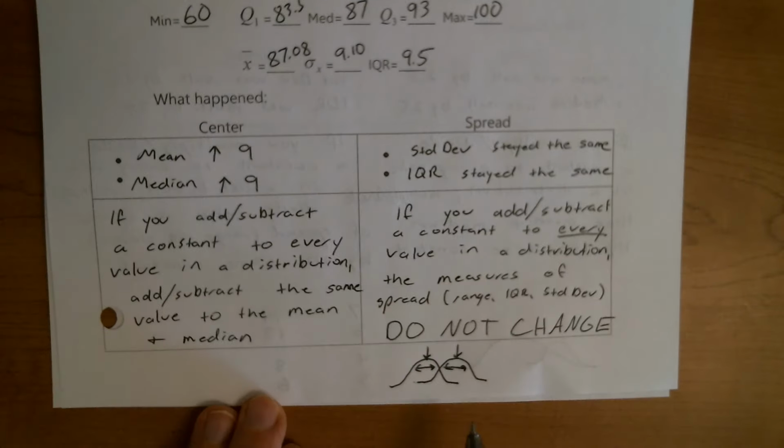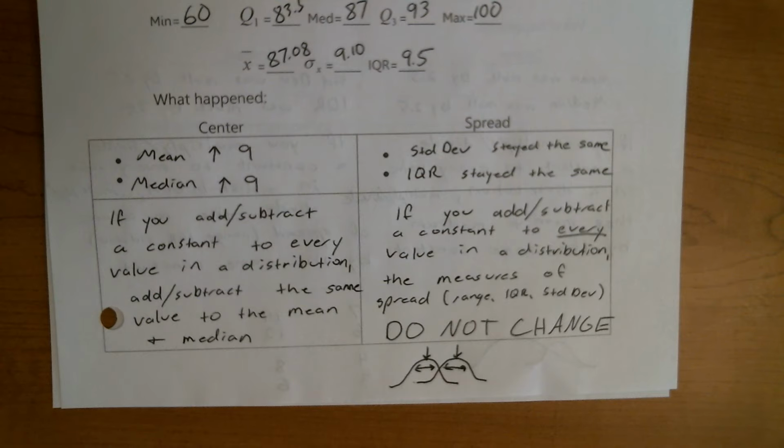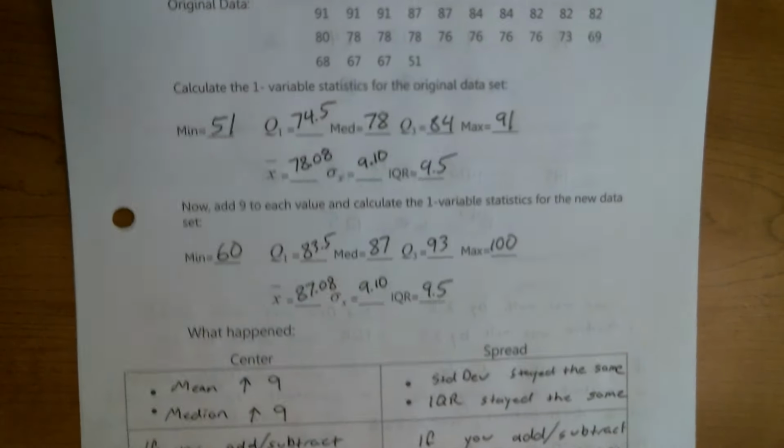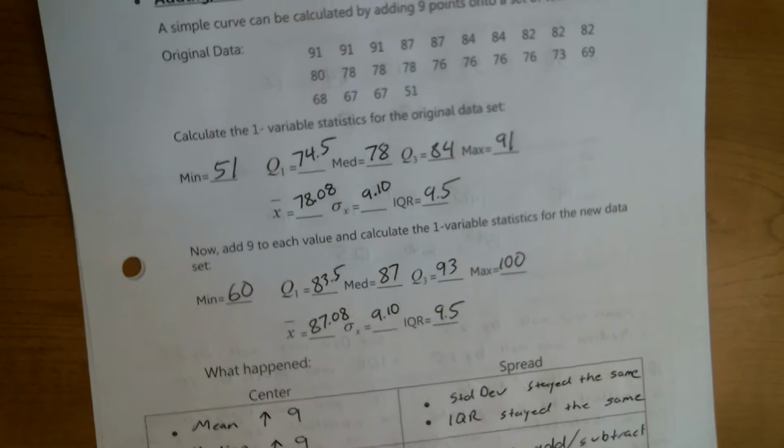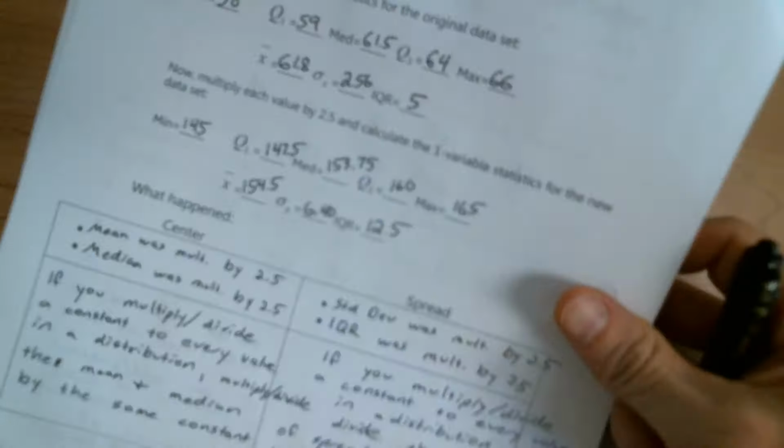Whereas when we're adding and subtracting a constant, we're just shifting it left or right, which is why the spread does not change. And that's the main thing that you need to take from today. That's the main thing that you have to keep in your head, is that adding and subtracting only affects the center. Multiplying and dividing affects both the center and the spread.